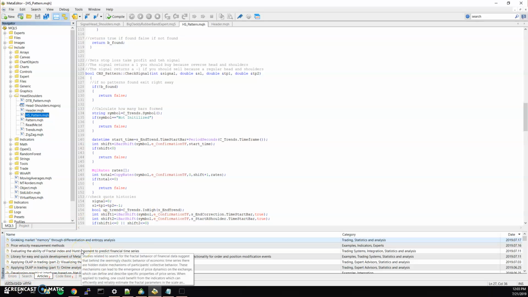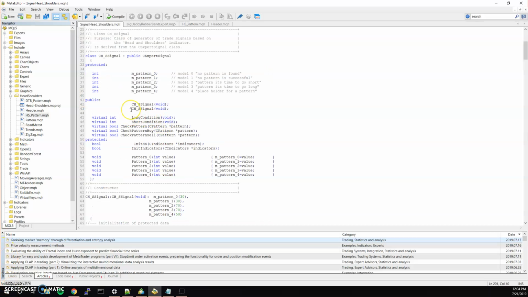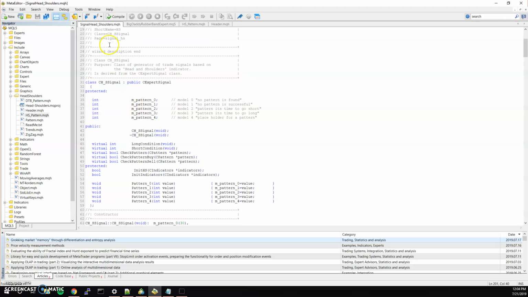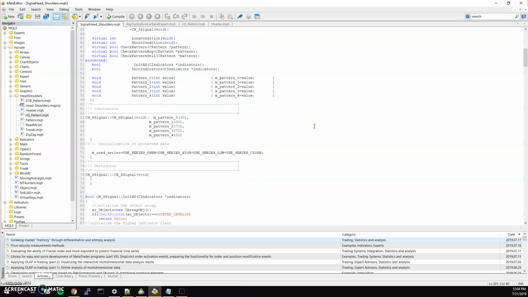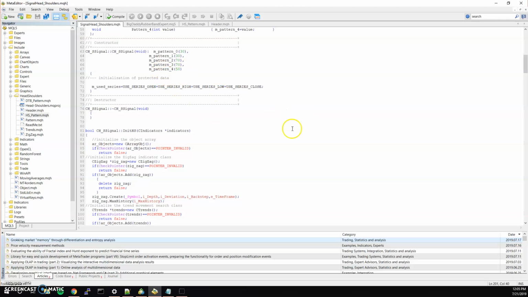And it returns a 1 if you should buy and a -1 if you should sell in this signal value. And then the stop loss is set here, the take profit 1 and take profit 2 are set there. Now, when we go into the actual signal class, called signal head underscore shoulders.mqh, we have five different result values in these pattern values: pattern is found, no pattern is successful, pattern says we should go short, we should go long, and the placeholder for a pattern. Those values are all set here.